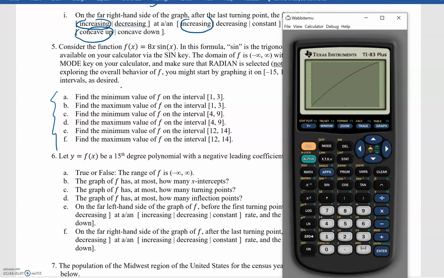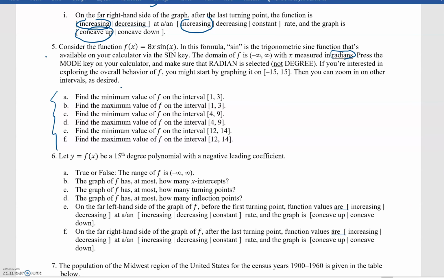Okay, actually, let me say something about this before we go any further. What's the point of this question? That's maybe the most important thing. The point of this question is not primarily that you're learning about the sine function. That's kind of a secondary issue.